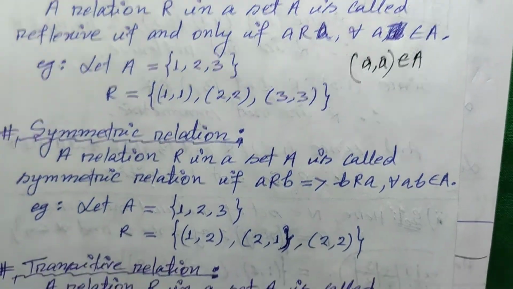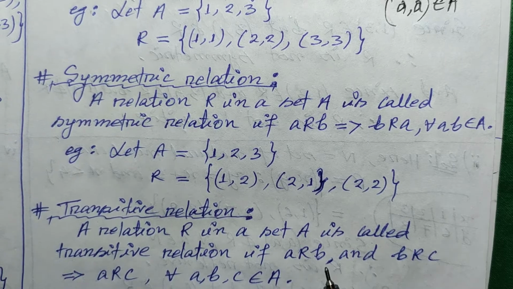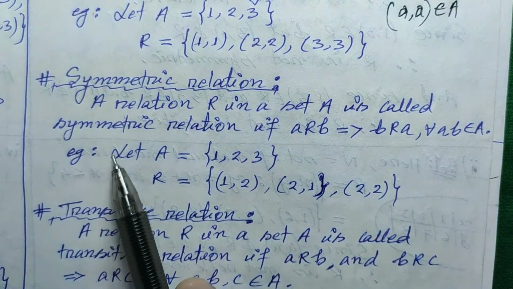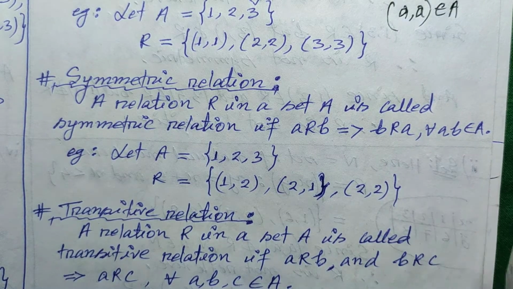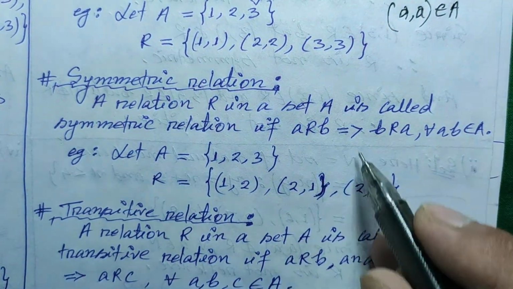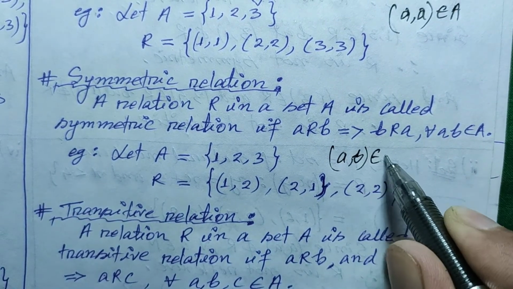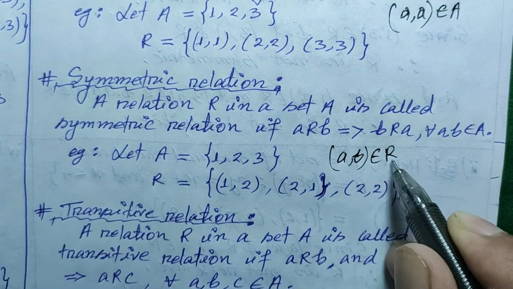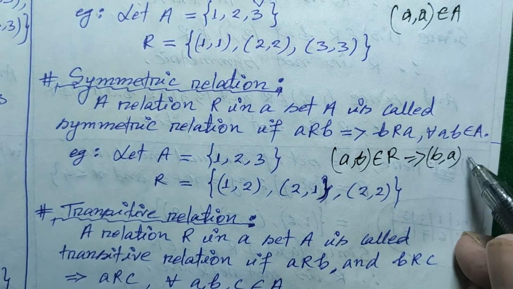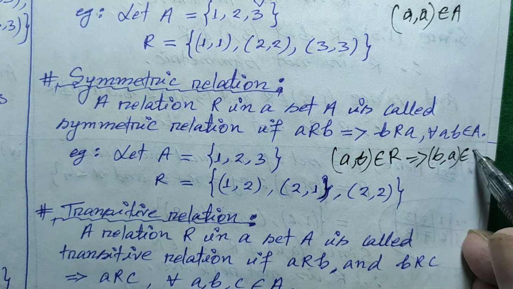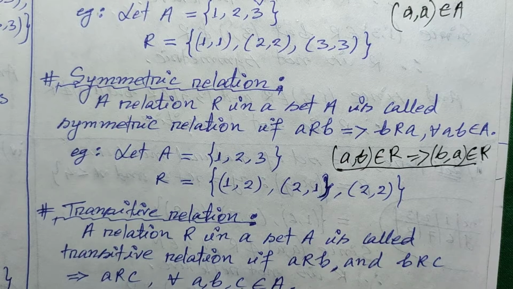I hope it's clear. Then, symmetric relation. What is symmetric relation? A relation R in a set A is called symmetric relation if A is related to B implies that B is related to A for every A, B belongs to A. And we can write another form: (a, b) belongs to R, we can read as A is related to B, implies that (b, a) belongs to R, B is related to A. We can write like this also.